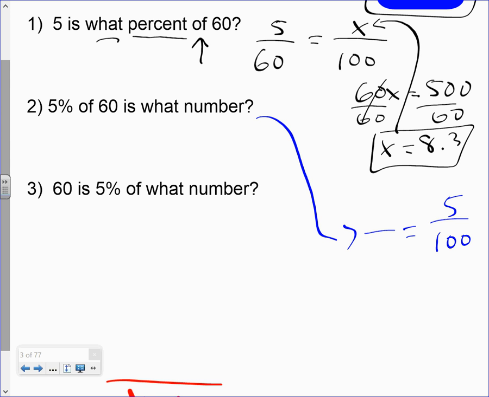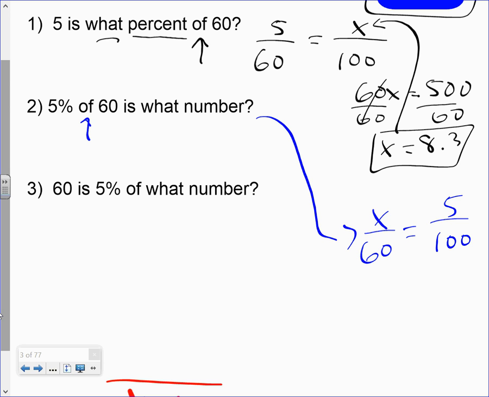What's the part? What's the whole now on the other side? What would be the whole, though, 60 or the x? Right, because look at, there's the word "of". Whatever comes after the word "of" in English is the whole. Unknown is the part. You got to be kidding me.